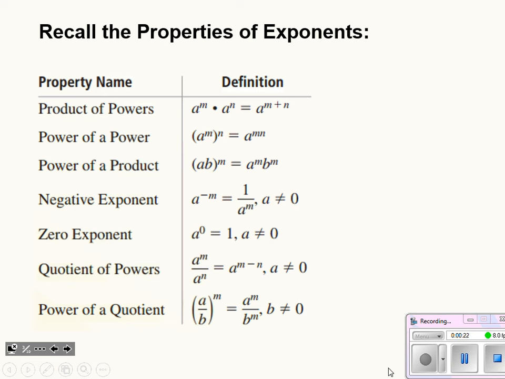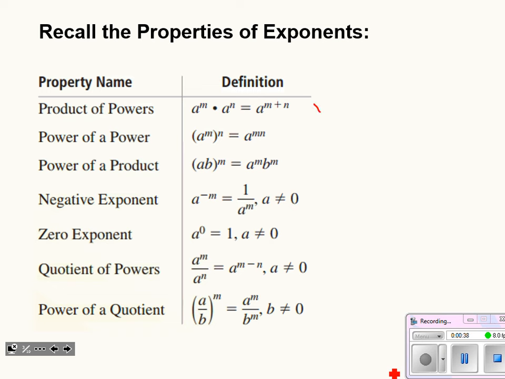Algebra 1. So the first one, I'm going to take a second and explain these because they make perfect sense when we think about them. First one says if I have two numbers with the same base raised to different powers and I'm multiplying them together, then that means that I can keep the same base and just add the exponents.